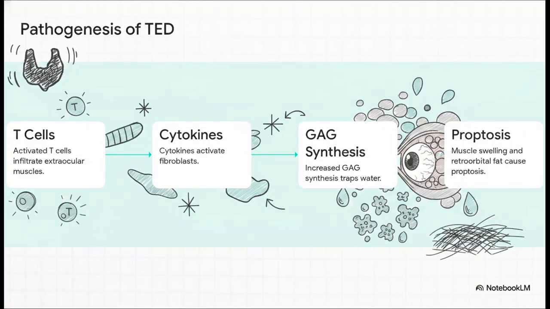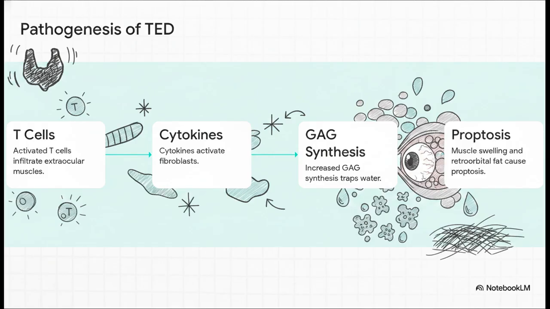Speaking of the eyes, let's look closer at thyroid eye disease, or TED. Interestingly, this can actually occur without hyperthyroidism in about 10% of cases, which is known as euthyroid ophthalmopathy. Let's see how this builds. Step by step, the pathogenesis of TED is a truly fascinating cascade.